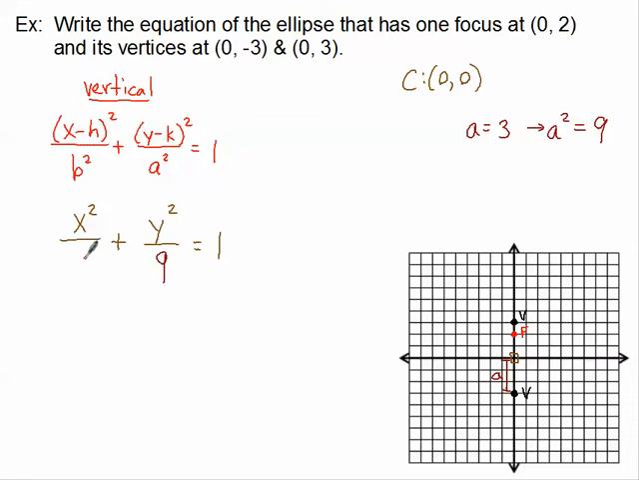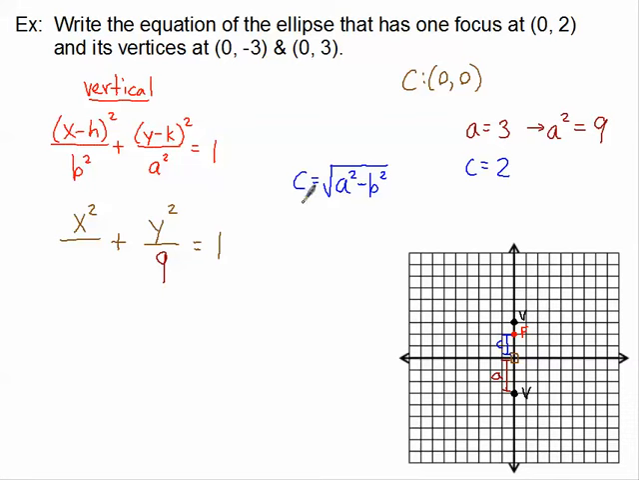Now I need to find b. b is the distance from the center to the co-vertices. Unfortunately, I have no way of knowing where the co-vertices are right now. But I do have the value of c. I do have this focus, and since that is exactly 2 units, I'll go ahead and put c right here. This is exactly 2 units from the center. I know that c is 2. And if I remember the relationship that c is the square root of a squared minus b squared, and I have the value of a and the value of c, I could plug those numbers into this relationship and solve for b. So let's do that.